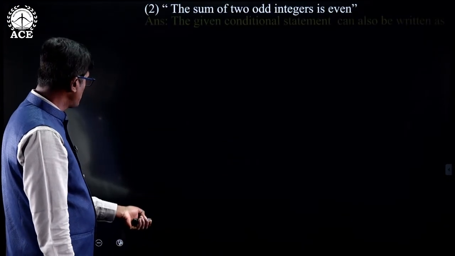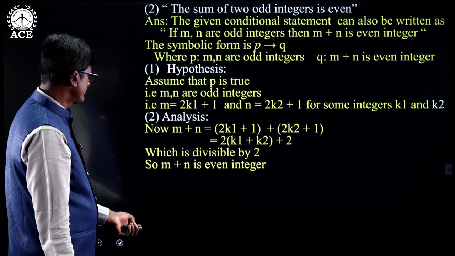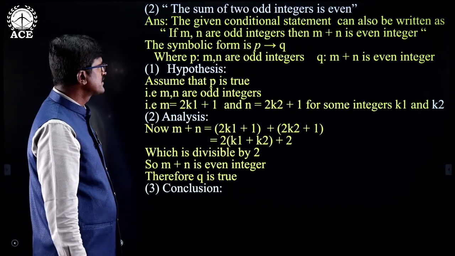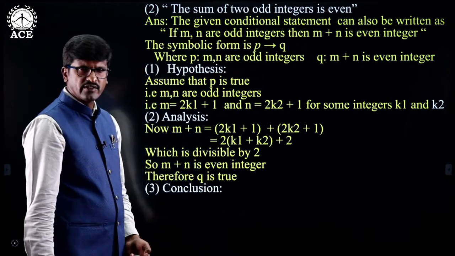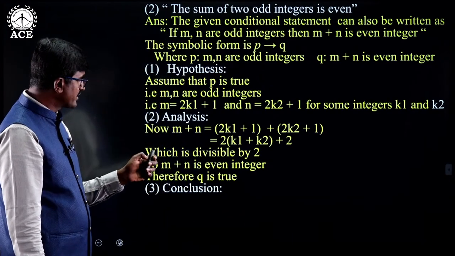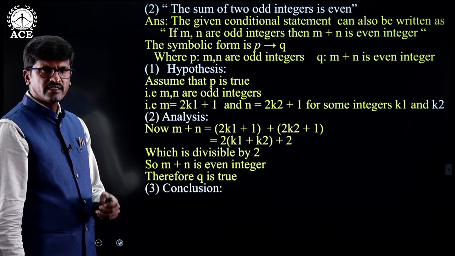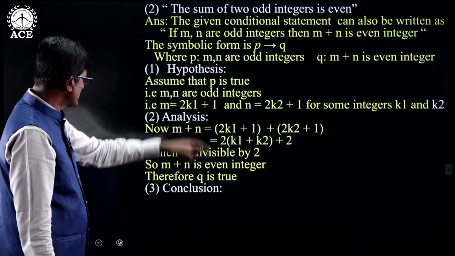This is the other example. This is the proof of it. So, what is this one? If M and N are odd integers, then M plus N is even. That is, the sum of two odd integers is an even integer. You have to prove that this statement is true.